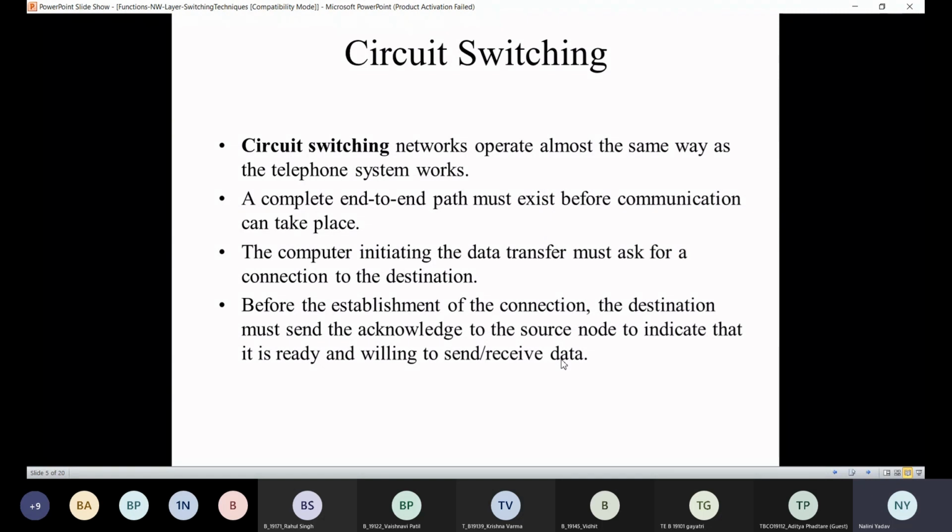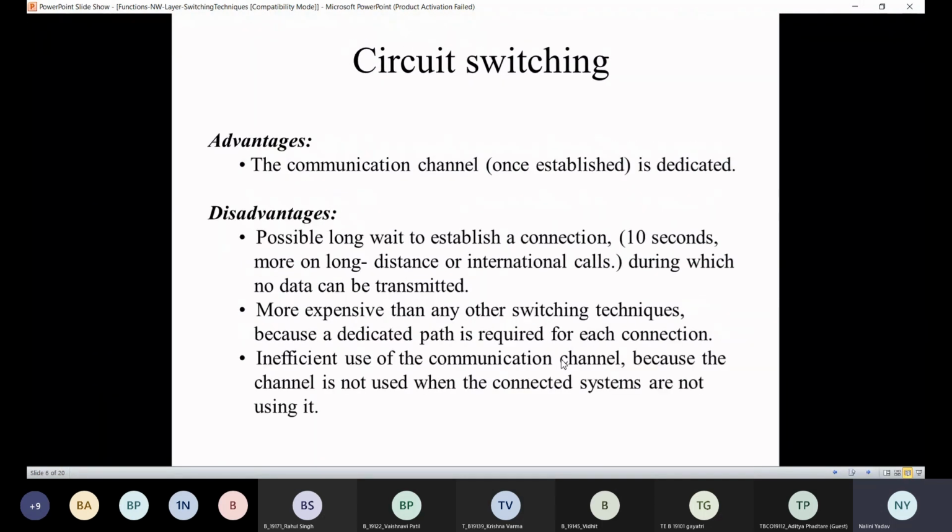So this is how circuit switching happens. The concluding line for circuit switching is that it has a dedicated path, and before the communication the path has to be set. Once the path is set, it is never changed till your communication is over. Fine. So the advantage of circuit switching is that we have a dedicated channel for the communication once it is established. Right. Now there are a few disadvantages of circuit switching.